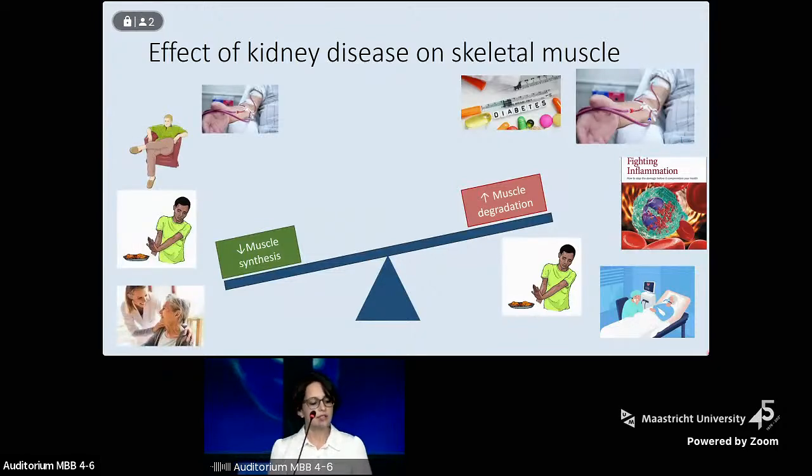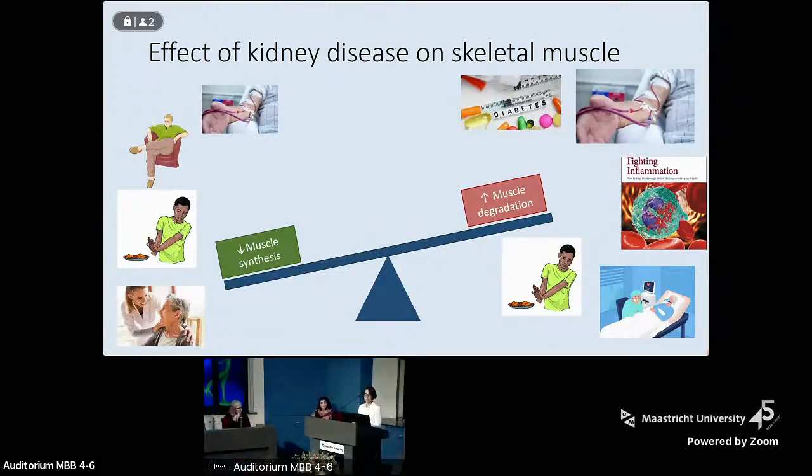The reduction of muscle synthesis is also related to the dialysis procedure, in which protein and amino acids are lost in the dialysate, so you don't have substrate for muscle synthesis. Patients frequently have a sedentary lifestyle, so they don't have the anabolic stimulus of physical activity. The lack of appetite is also a cause of reduced muscle synthesis, because you don't have the substrate. And the majority of patients are elderly, and the elderly have reduced muscle synthesis stimuli.